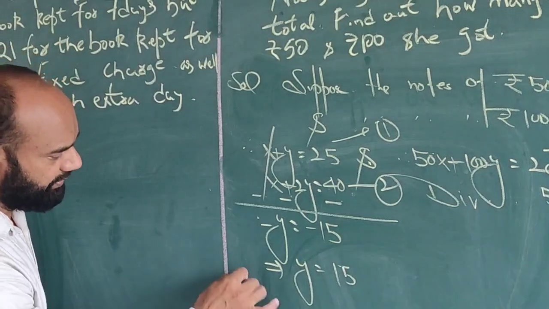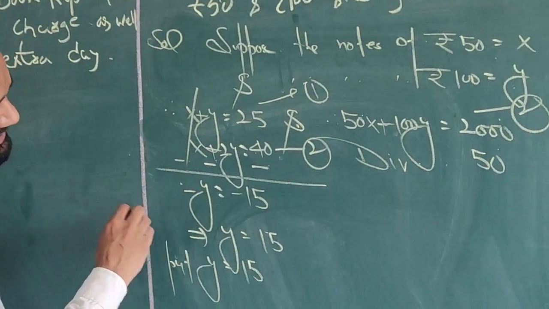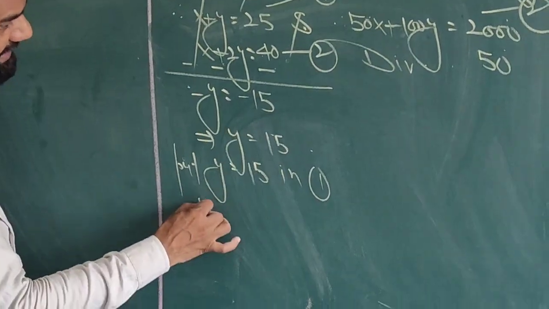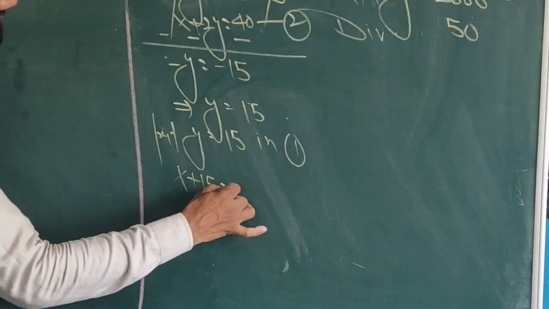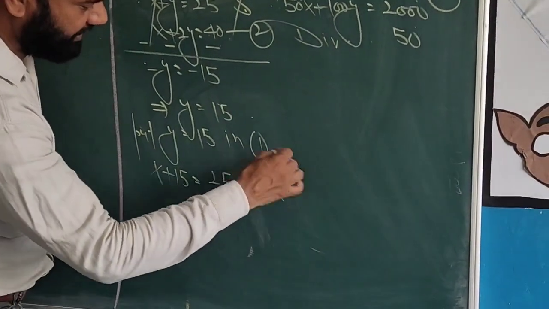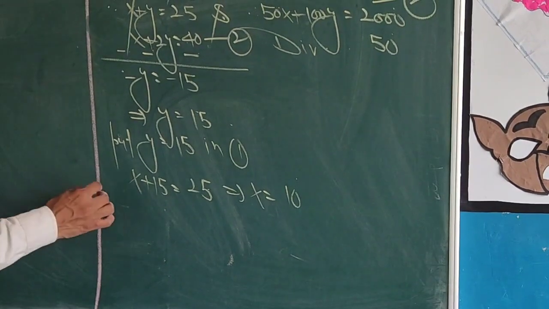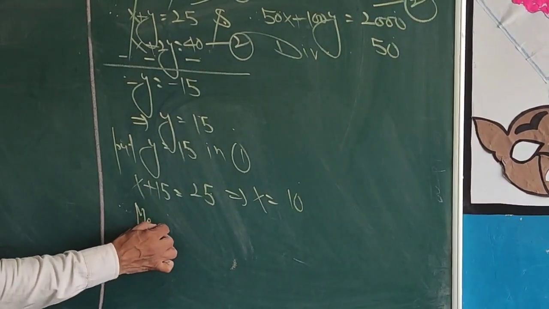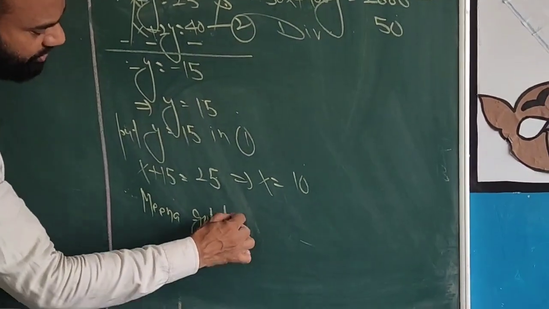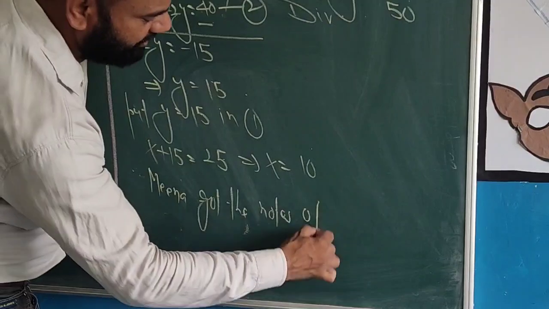Now put y equal to 15 in any one of these two equations. So we put it in the first. Therefore, x plus 15 is equal to 25. Therefore, x is equal to 25 minus 15, which equals 10. So we can say that Meena got 10 notes of rupees 50.